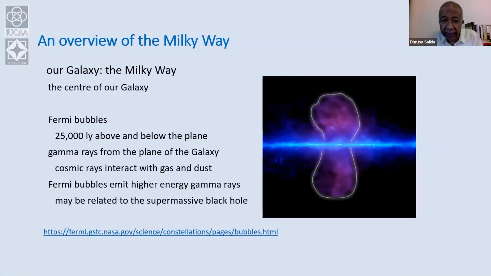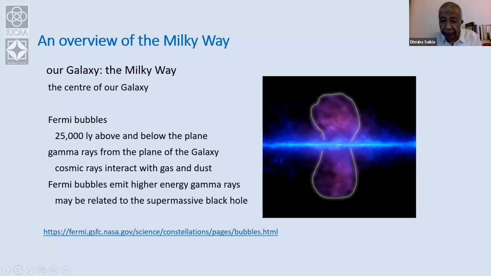When you look at even higher energies, at gamma ray energies, the Fermi telescope discovered these bubbles of plasma. Fermi is a gamma ray telescope, so these are often referred to as Fermi bubbles. They extend to about 25,000 light years above and below the plane. Gamma rays are extremely high energy rays, and these possibly arise when cosmic rays interact with gas and dust. And the supermassive black hole, which resides at the center of the galaxy, has also probably an important role to play.